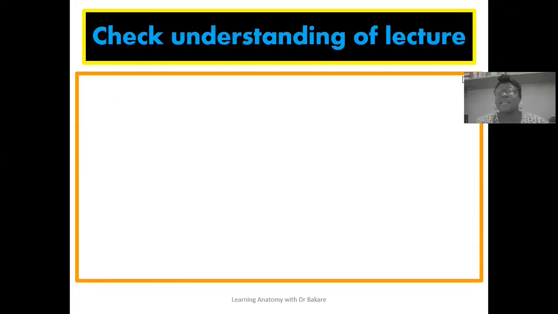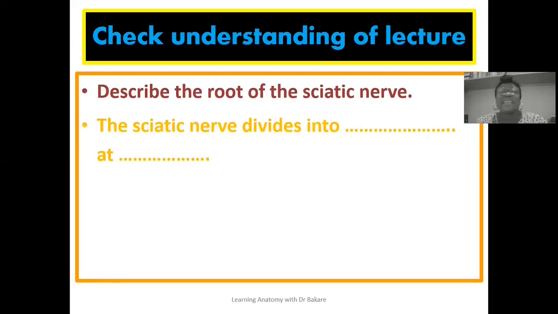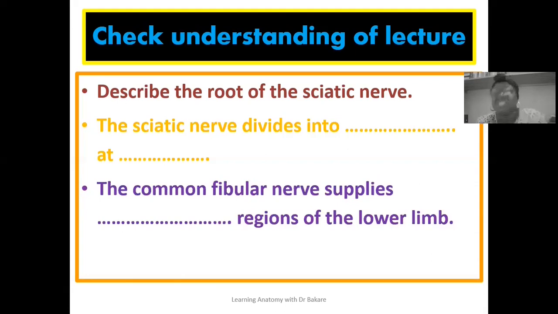So let's check our understanding of this lecture. And the first question is to describe the root of the sciatic nerve. This we have described in details during the course of this lecture. The second question is the sciatic nerve divides into what and at what level? So we know that the sciatic nerve, of course, runs along the posterior part of the thigh before it finally divides at a point into its two major structural components. And the third question is the common fibular nerve supplies what regions of the lower limb? This we have also adequately highlighted in terms of its motor and also sensory innervations. And the last question is what is sciatica?